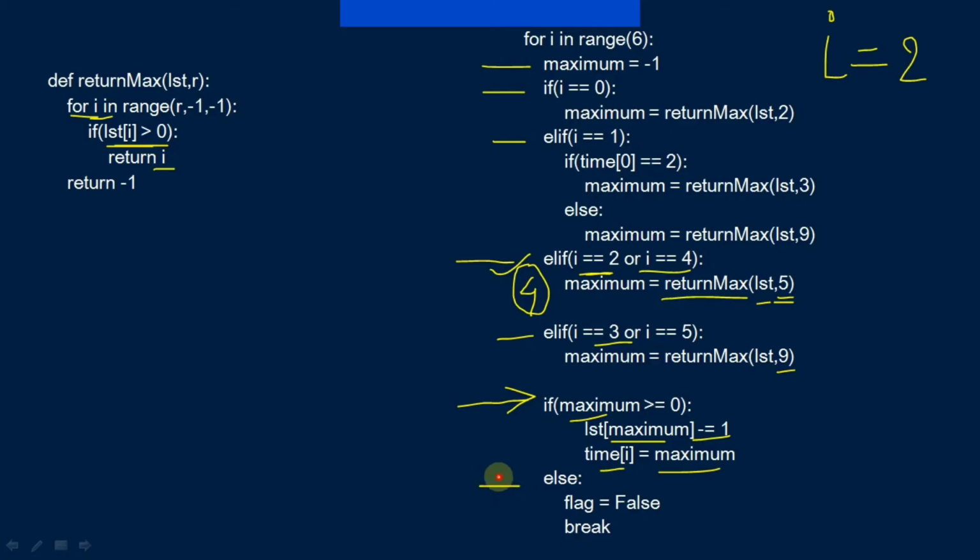So this will not be true, because the if has already been executed. In the same iteration it will go, and the I value will become 3. So if the I value is 3, this function will be called, and we can store maximum values between 0 to 9.